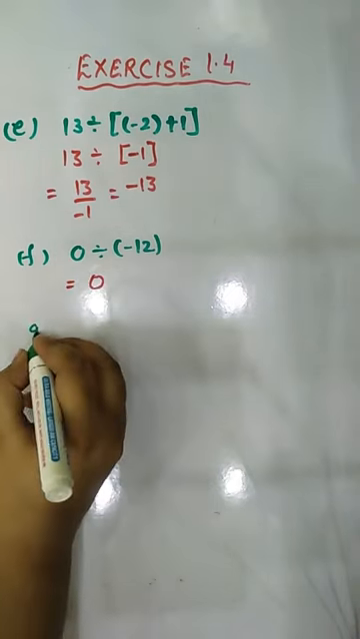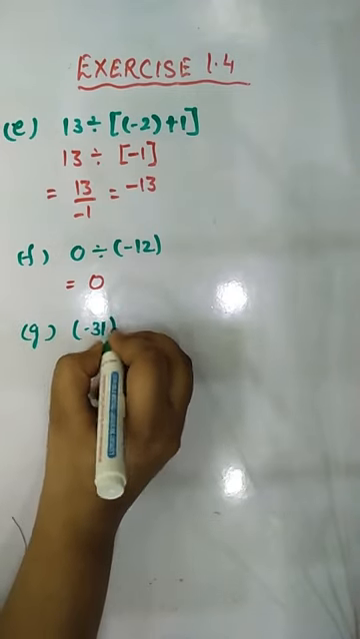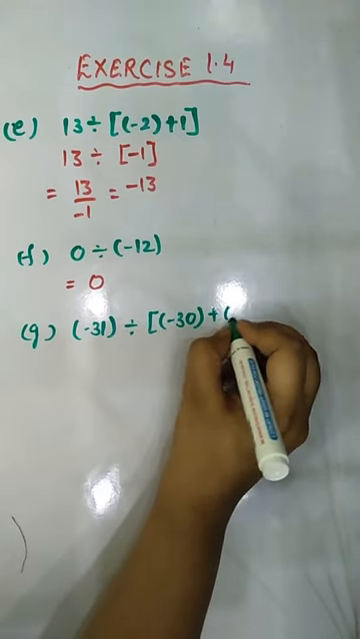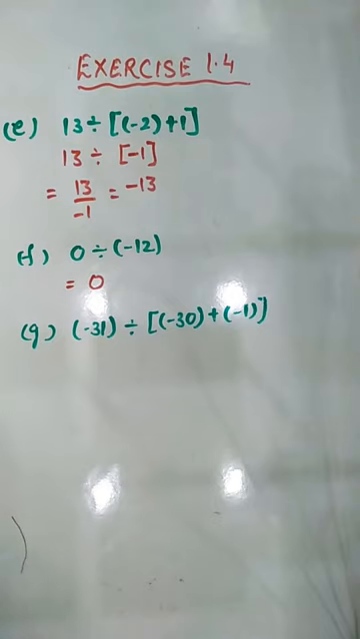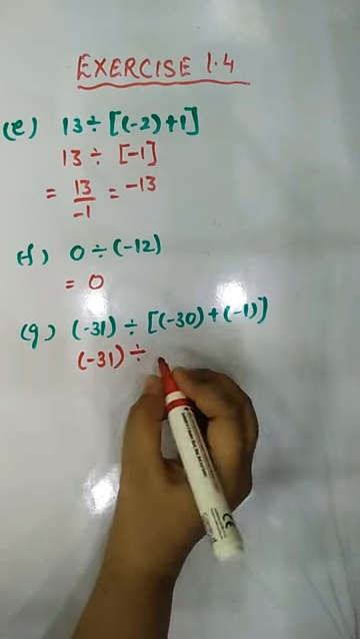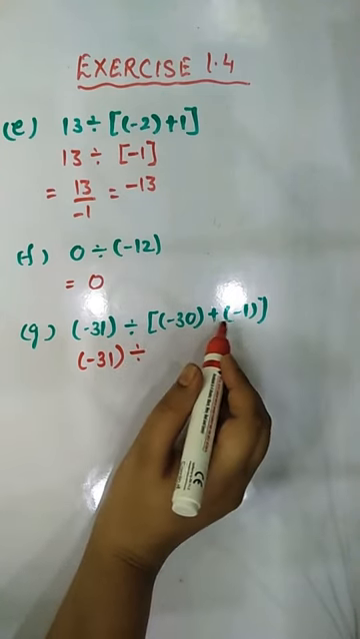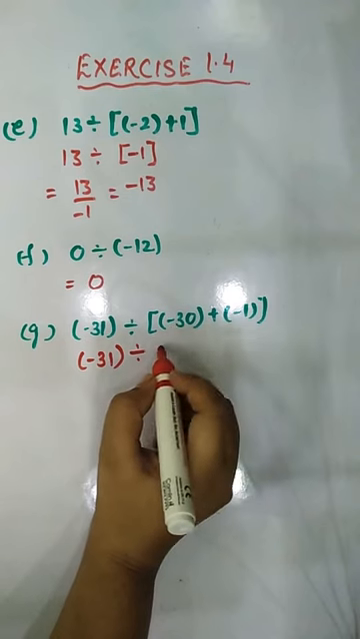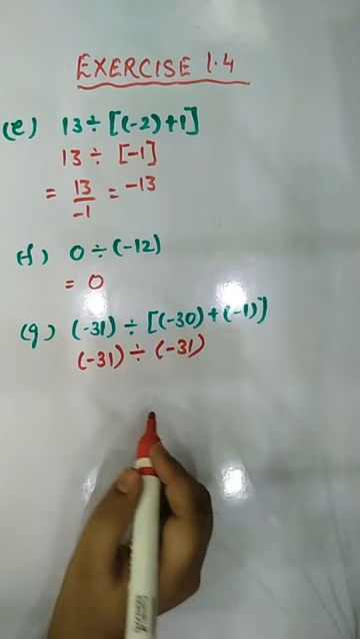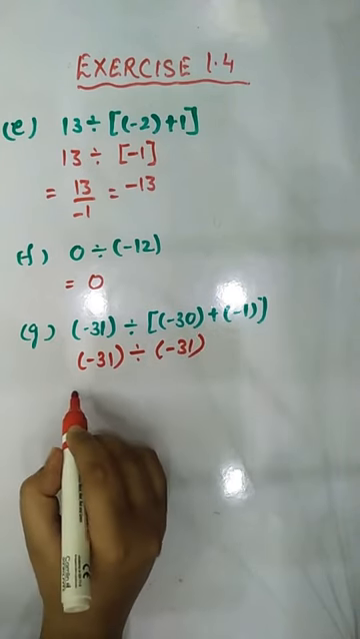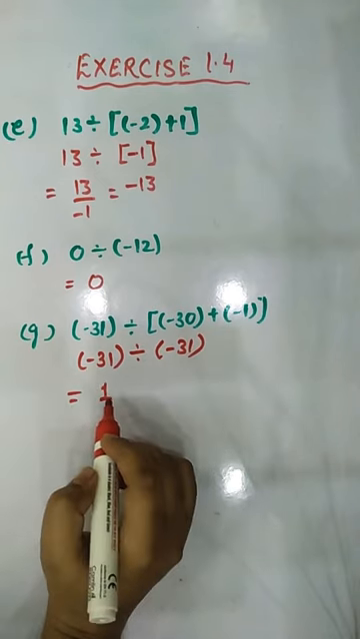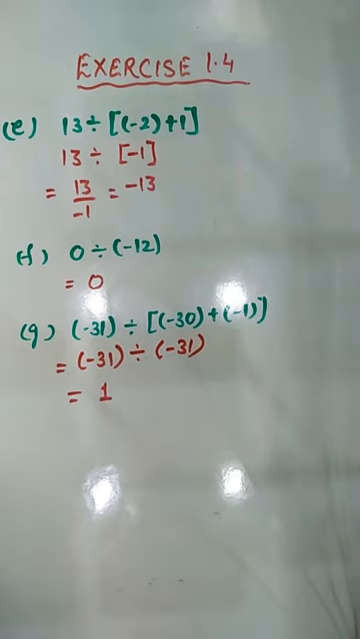Then G part, minus 31 divided by minus 30 plus minus 1. Again brackets are there, so you need to solve the bracket first. So this will be minus 31 only, division sign, then solve the bracket, minus 30 plus minus 1. Both the integers are negative, so this will be minus 31. Then minus 31 divided by minus 31, the answer will be plus 1 because negative negative will become positive. I hope you all have understood.